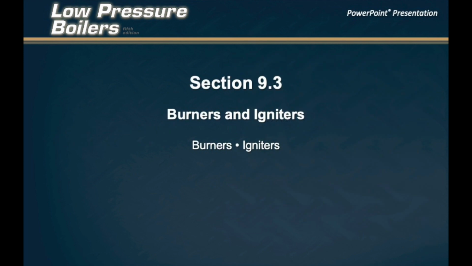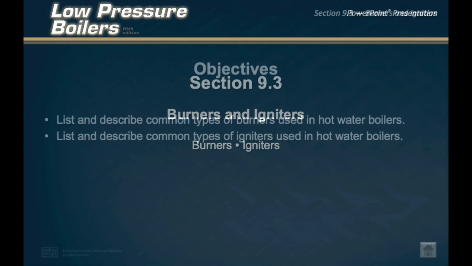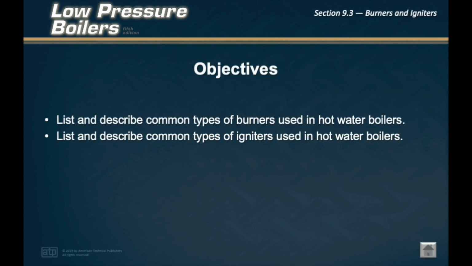Section 9.3. Burners and igniters. We will list and describe the types of burners and igniters used in hot water boilers.